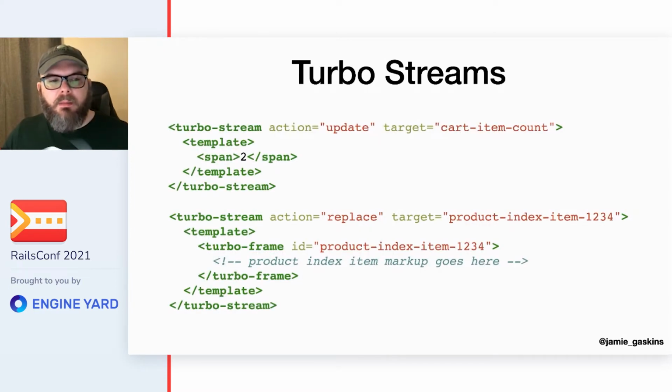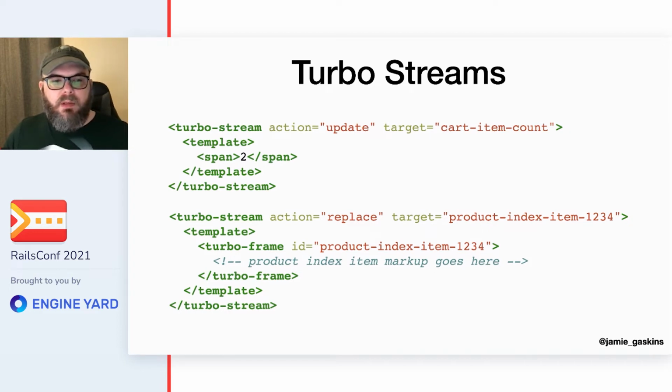So we talked about updating both of these elements on the page when we add an item to our cart. You can send as many turbo streams as you like in a turbo stream response. This way, our application can make all the changes it needs in a single response. We don't need to make two requests to the server in order to update both the cart item count and the new version of that product index item.